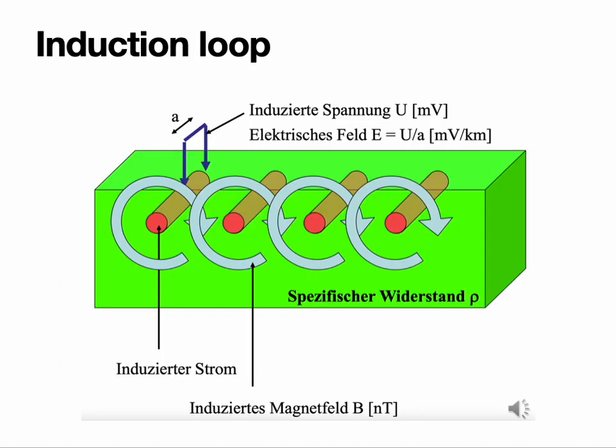This picture here shows you the cascading effect of induction. You see here an induced tension that induces a current, and this current, now you know, induces also a magnetic field. So that's basically the idea, that there is an induction loop which is triggered. And this happens in a medium, which is the subsurface, and which has a specific resistivity rho.